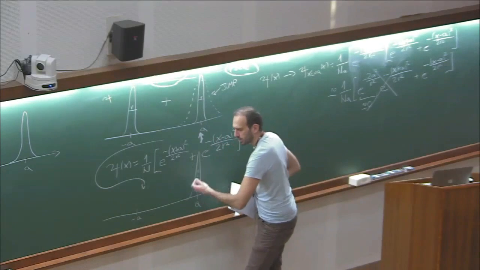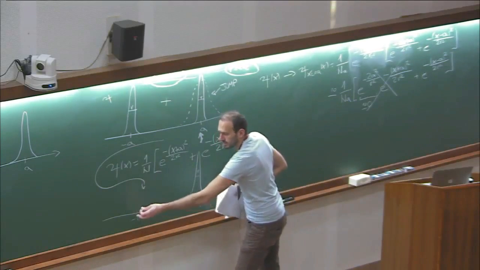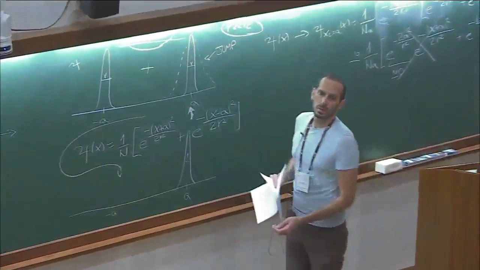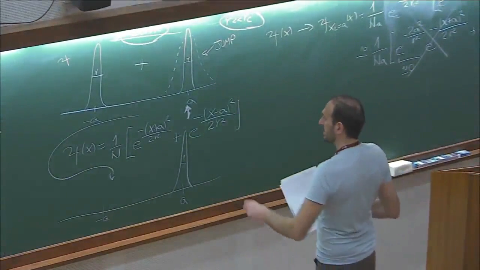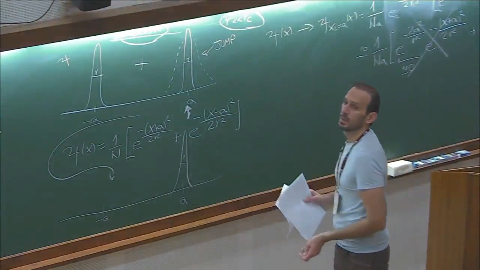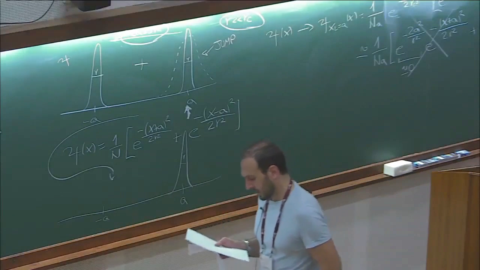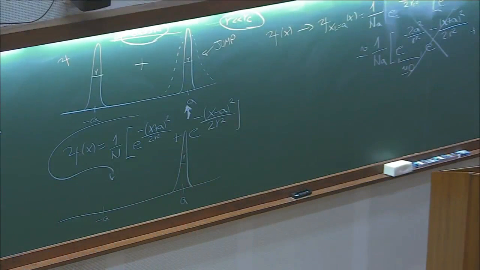So this is a Gaussian which has a very tiny tail. So it's a little bump in the tail of the wave function. But the wave function is localized there.